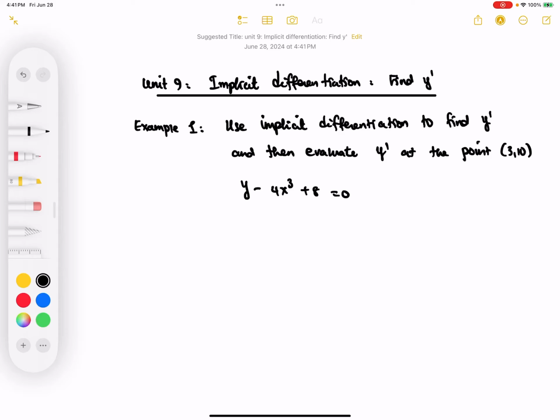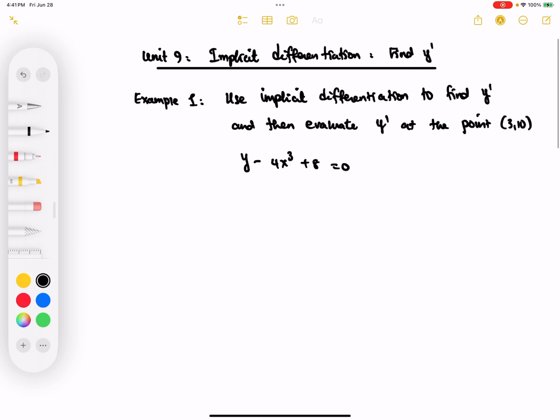All right, let's see how to find the implicit differentiation, or find y prime, using examples. So the first example is: use implicit differentiation to find y prime, or dy/dx, and then evaluate y prime at the point (3, 10). That means when x is 3 and y is 10. Now the first example is y minus 4x cubed plus 8.